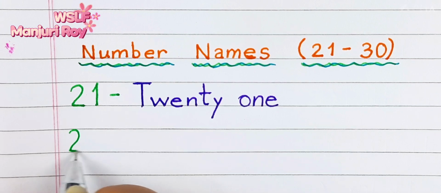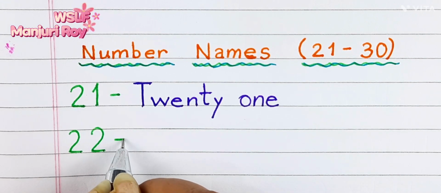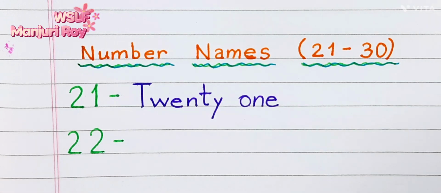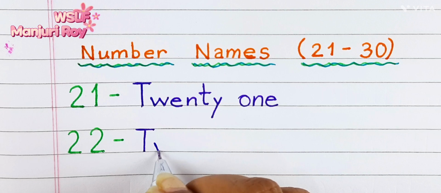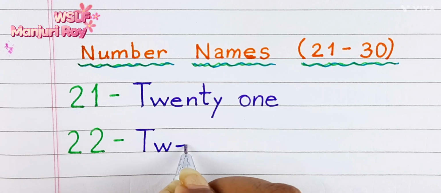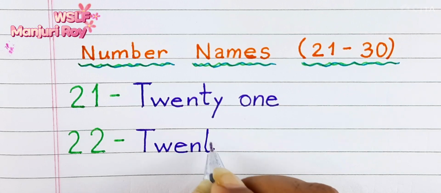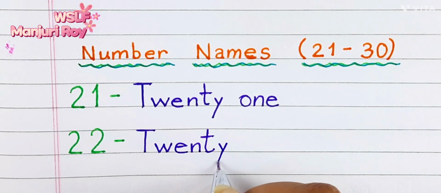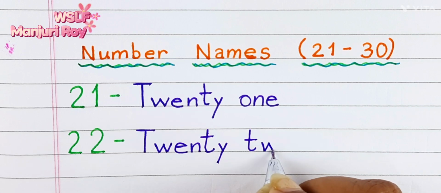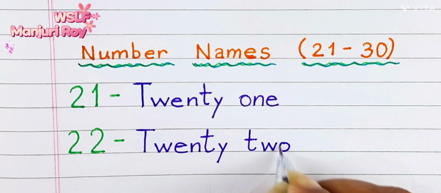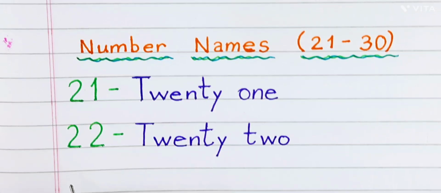2, 2, 22. T-W-E-N-T-Y, 20. T-W-O, 2. Twenty-two.